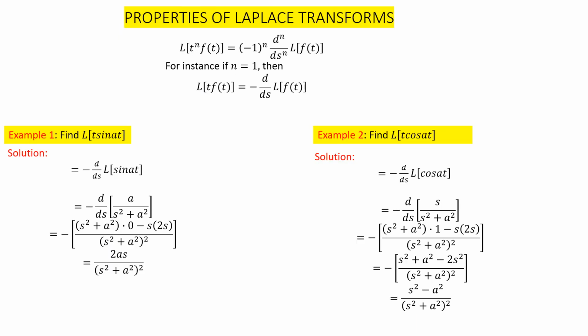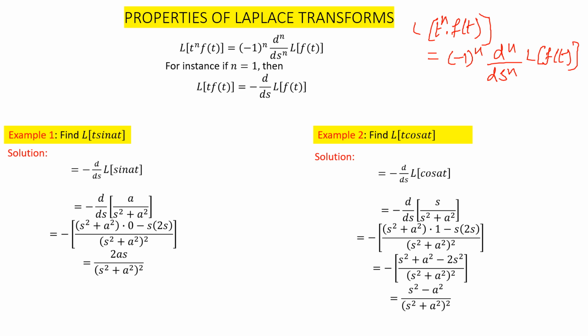The first property of Laplace transform is L of t to the power n into f of t. That is, we have some function f of t and I have some t to the power n. Then we have minus 1 whole power n, d to the power n divided by ds to the power n, times L of f of t.